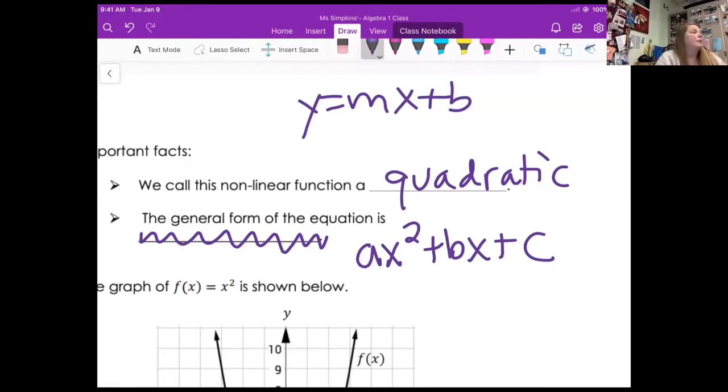Yeah, if there's no exponent, if it's just something x plus c, it would be this form. Right? So we're building from that linear form to make that quadratic form.